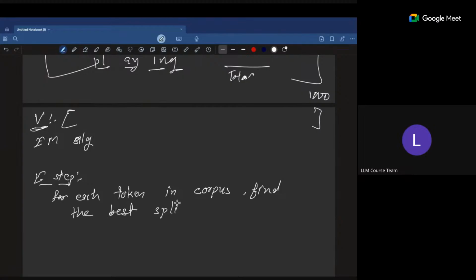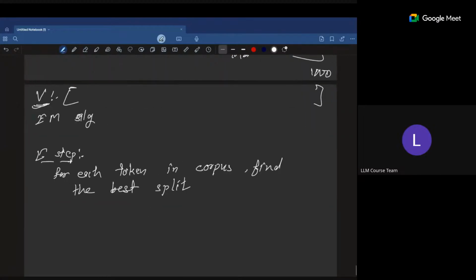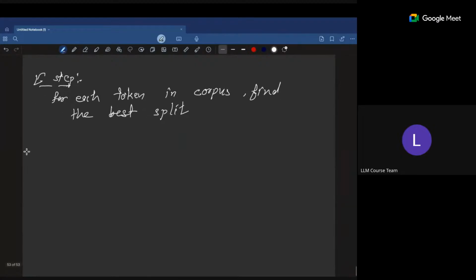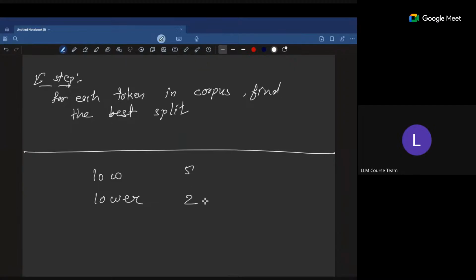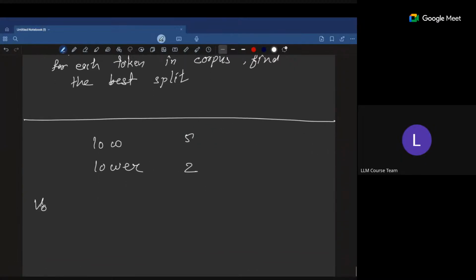Okay, so I take an example. Taking an example will be easy. So let's say you have a corpus with, let's say, low and lower. Okay, these two only. Let's say low occurs 5 times and lower occurs 2 times. Now my initial vocabulary, let's say you have LOWER. You have LO. You have LOW. You have ER. You have WER.